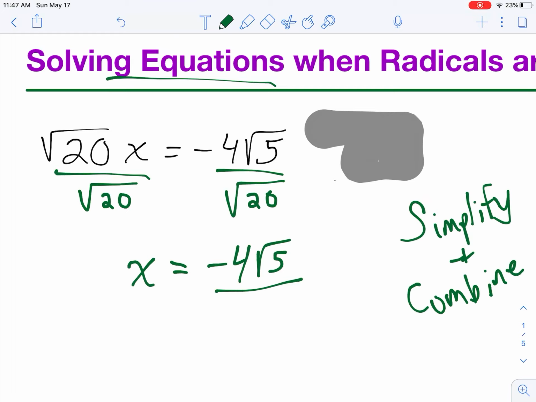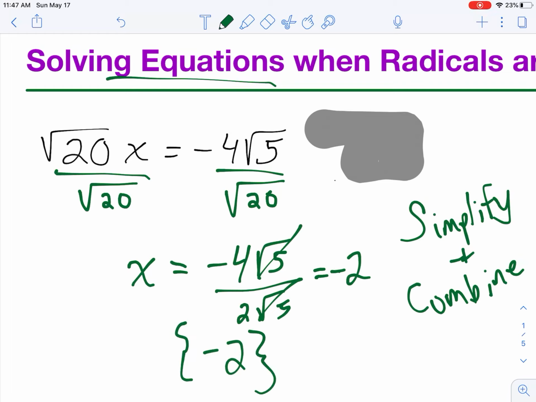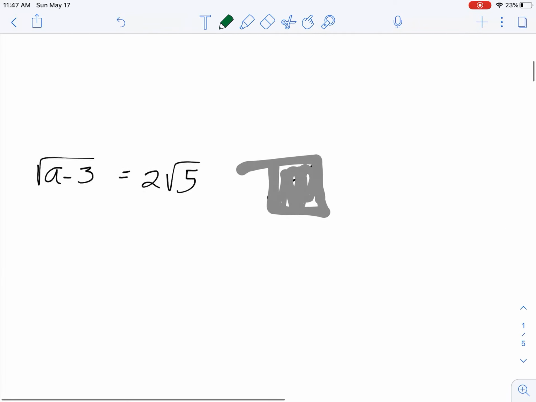So root 20 is really 2 root 5, and my root 5's cancel, and then I have negative 4 over 2, and so that equals negative 2. And so negative 2 is my answer here. And if you go back and check, root 20 is 2 root 5, multiplied by my x, which is negative 2. Does that give me a negative 4 root 5? Yes, it does.